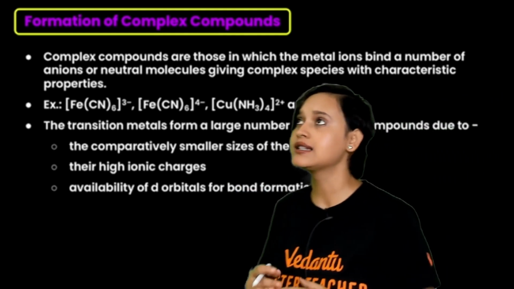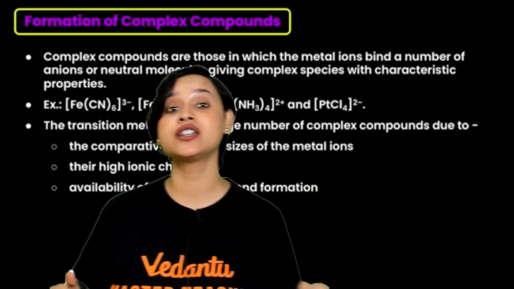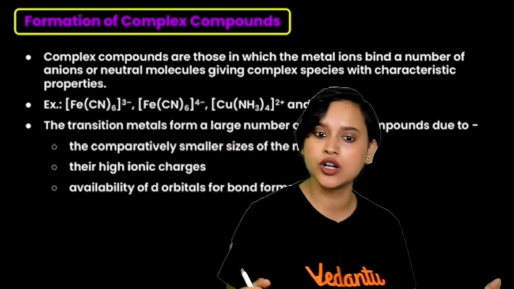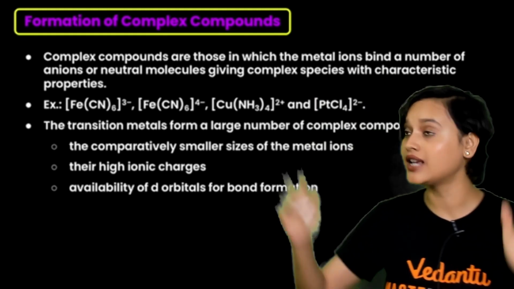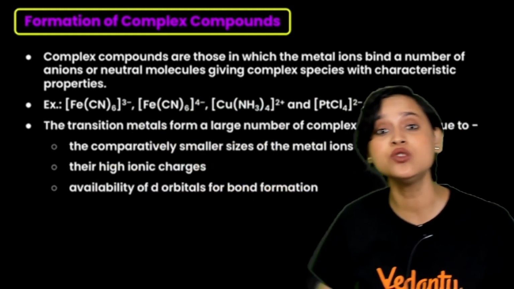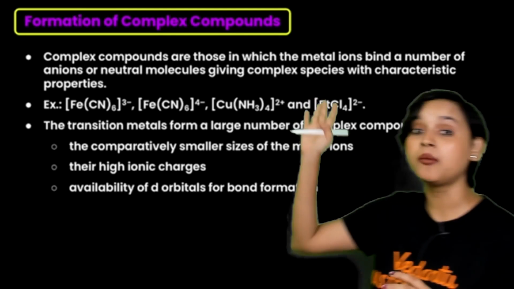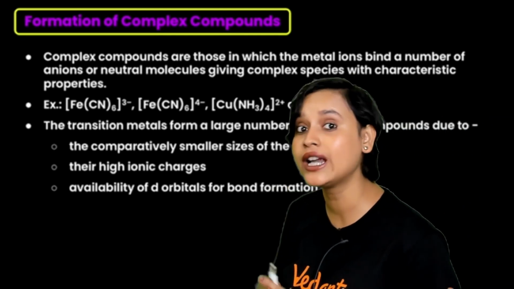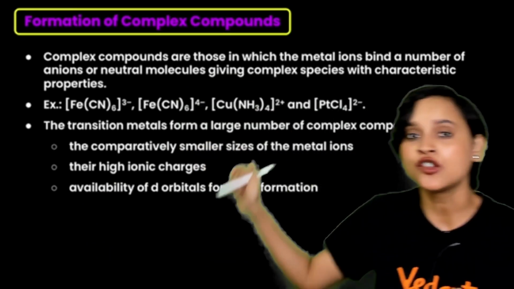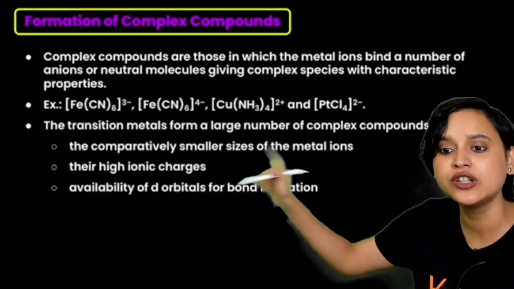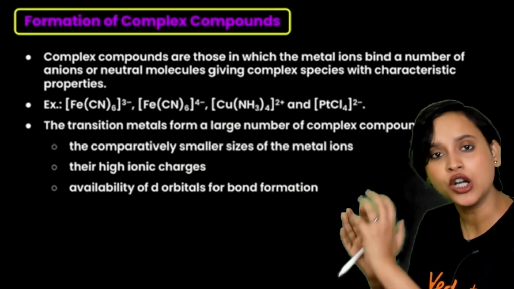Now, why is it that the transition metals form a large number of complexes? Why is this not a property that is shown by s block elements or the p block elements? Well, because comparatively they are of smaller size, right? We know that s block elements are really huge in size, they are actually the biggest, and we know that in the periodic table when you move from left to right, the size decreases.